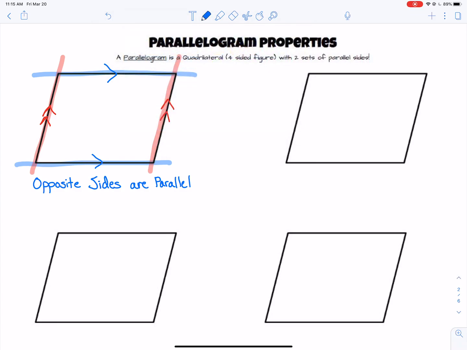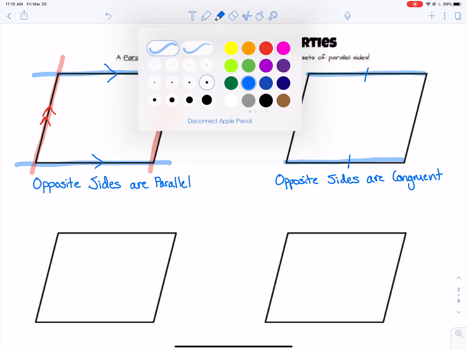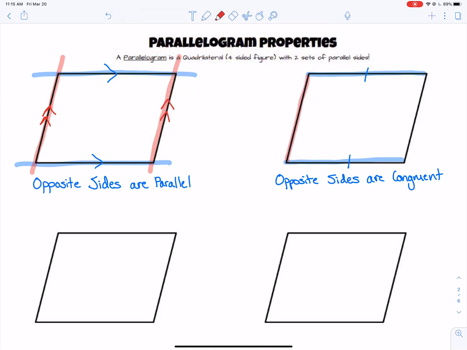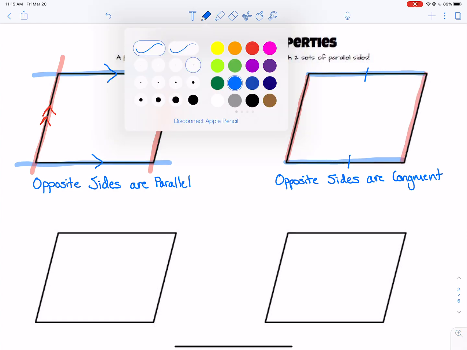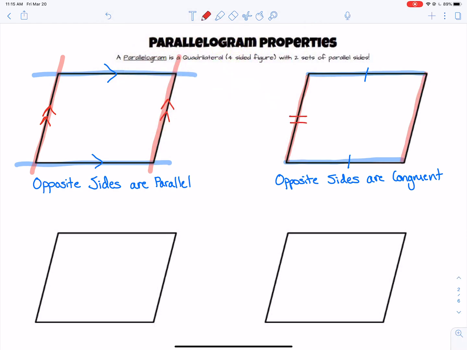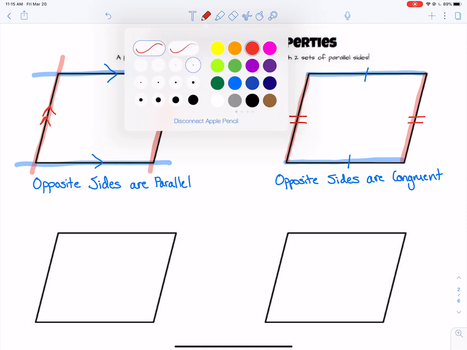Let's do another one. Opposite sides are congruent. And let's draw what that would look like. So opposite sides, like the top and the bottom, are congruent. So we put a tick mark to represent that those are congruent. And then the left and the right are also congruent. So put two tick marks to represent that they are congruent to one another, but they are not congruent to the top and the bottom. Okay, so let's look at the next property.